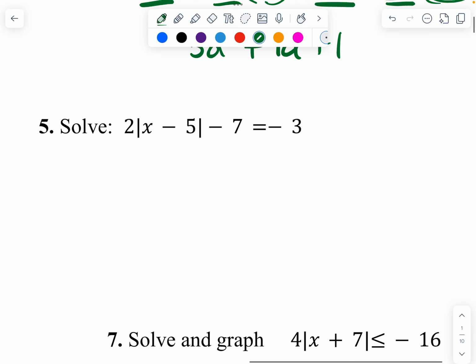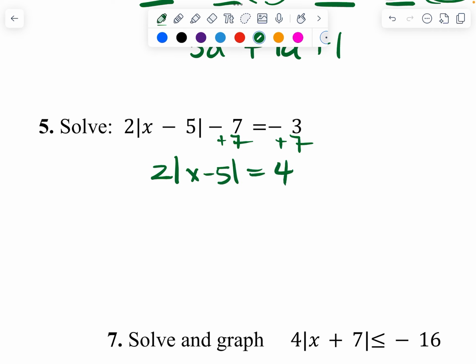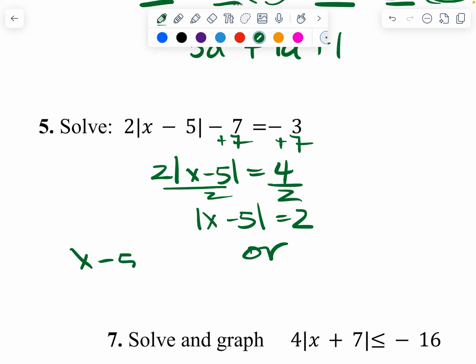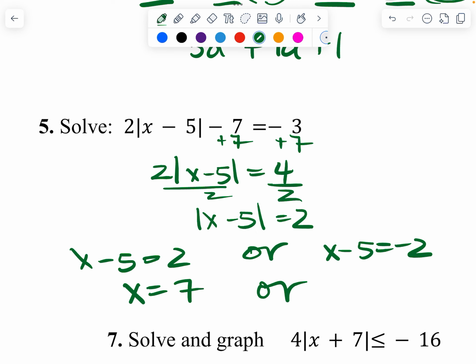So over here, I add 7 to both sides. I get 2 absolute value of x minus 5 equals 4. Divide both sides by 2. I get the absolute value of x minus 5 equals 2. Then I separate it, so I get x minus 5 equals 2, or x minus 5 equals negative 2. Add 5 to both sides, and I get 7, or add 5 to both sides, get positive 3.